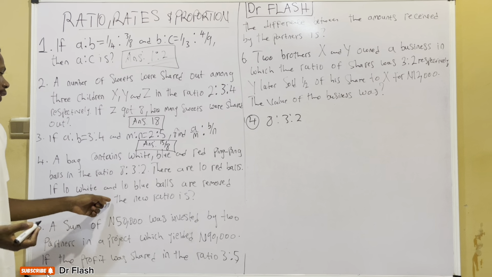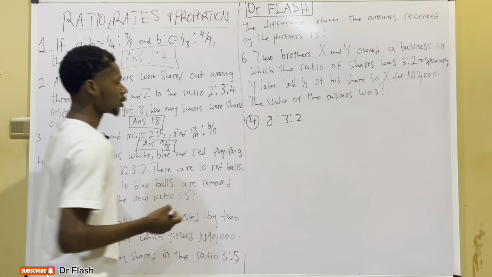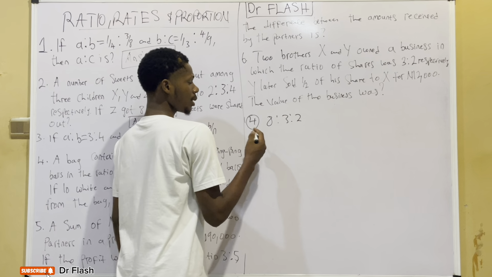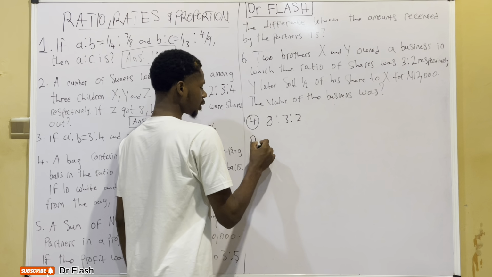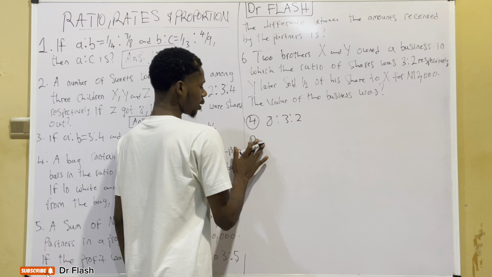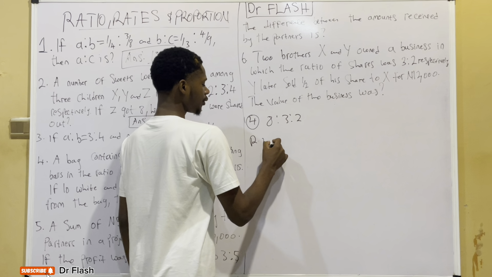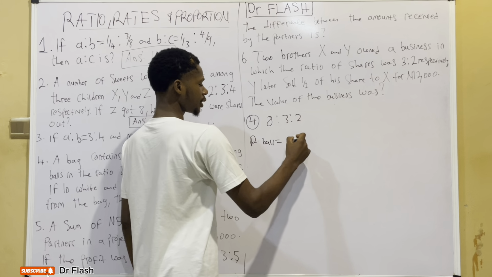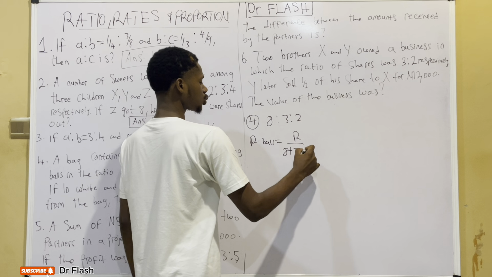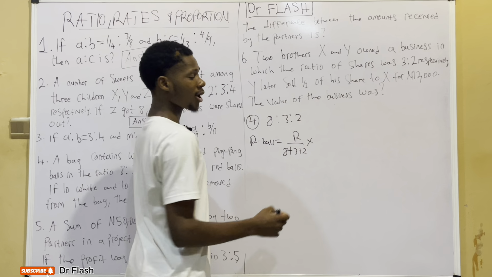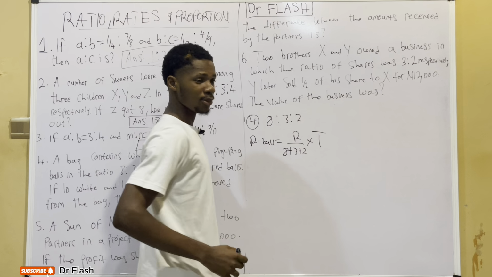which was not given. But then they told us that there are 10 red balls. So remember the ratio formula I gave initially. For red ball, it is equal to the ratio of red, which is R, divided by the total ratio, which is 8 plus 3 plus 2 in this case, times the total number of balls. I'm going to call the total number of balls T.